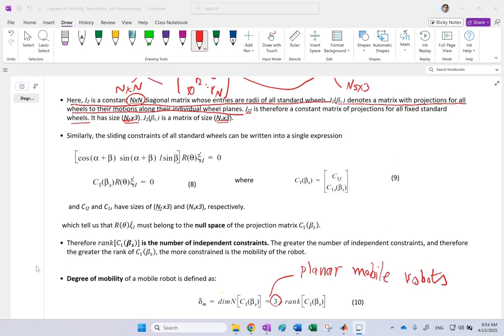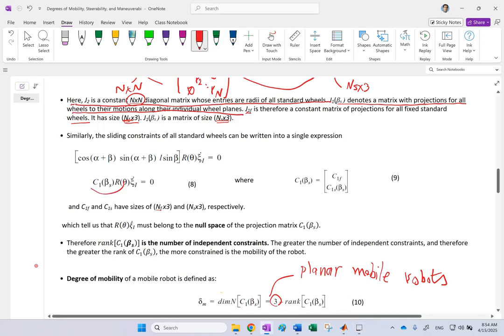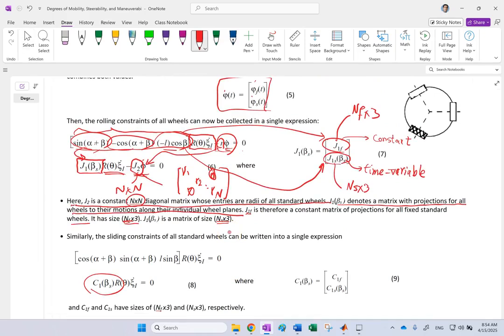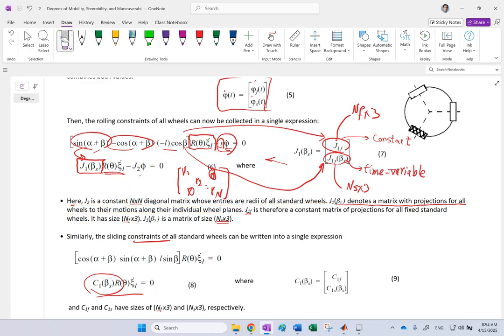Now, I know if you think like me, you would ask this question. Hey, why did you only, when you define this degree of mobility, why did you only consider this C1 of beta, which came from no lateral slipping? Why didn't you look into this other constraint that you had for rolling without slipping of the tire? Because if these are constraints and we are counting them toward reducing the number of degrees of freedom, why don't we count these ones in equations 6 and 7? Should we include them as well?